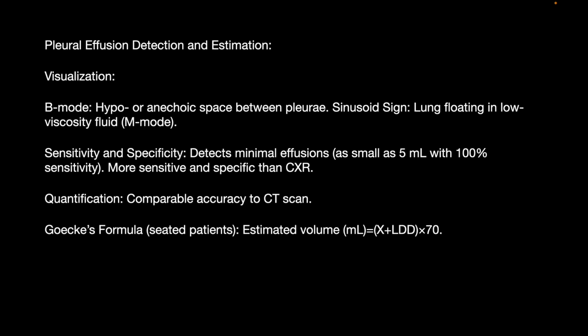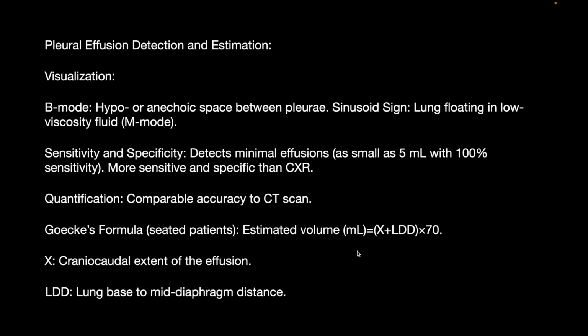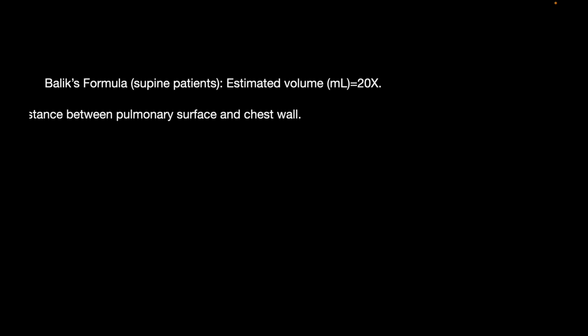So there are various formulas over here. The first one is the Goecke formula, where you estimate the ml by x into LDD. The x is the craniocaudal extension of the effusion and LDD is the lung base to mid diaphragm distance, and you multiply it by 70 and you get an estimate. The next is Balik's formula, where your estimated volume is 20 into x, where x is the distance between the pulmonary surface and the chest wall.